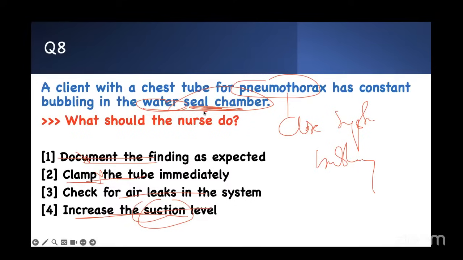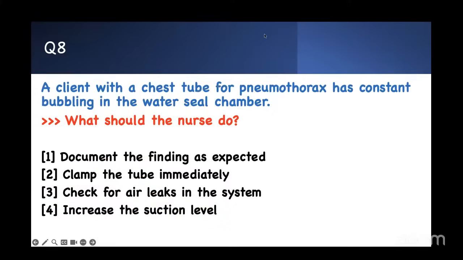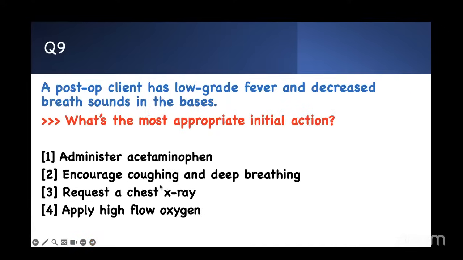Test taking strategy, common sense. I got to pick 3. I don't know what it is, whether it's air leak, I have no clue. But I know 1, 2, 4 are all garbage, and I'm not picking them. So 3 is the right answer.